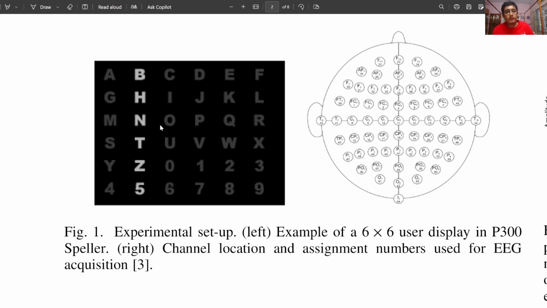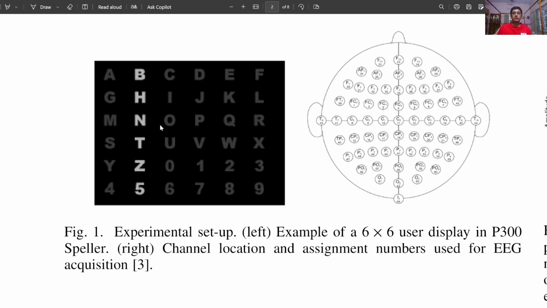Like this, both the subjects recorded a total of 185 words. Sorry, 185 characters, of which 85 were used for training and 100 were given for testing, and those 100 were not available to these authors because it was a competition.